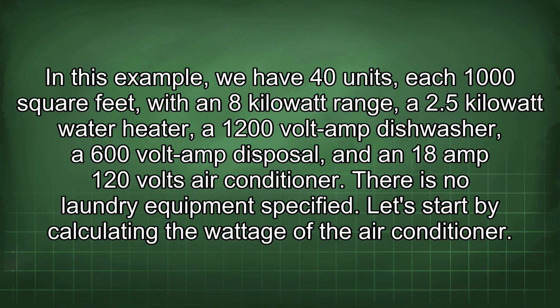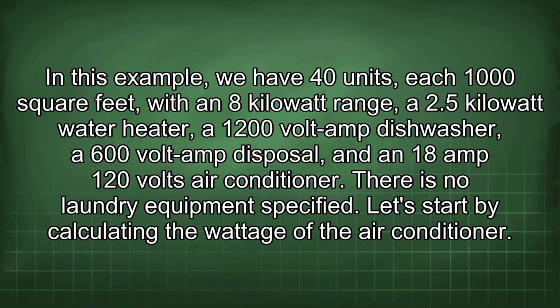In this example, we have 40 units, each 1,000 square feet, with an 8 kilowatt range, a 2.5 kilowatt water heater, a 1200 volt amp dishwasher, a 600 volt amp disposal, and an 18 amp 120 volts air conditioner. There is no laundry equipment specified.